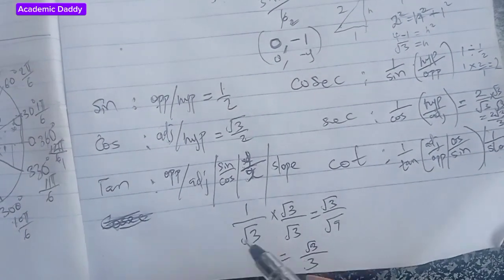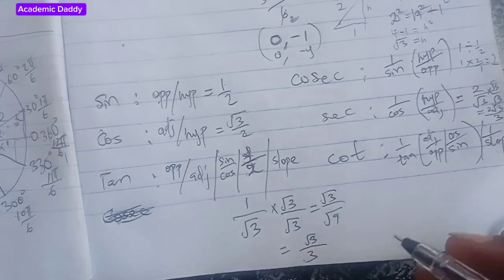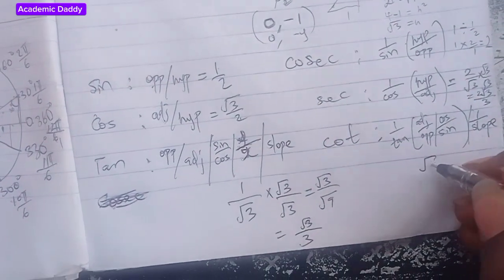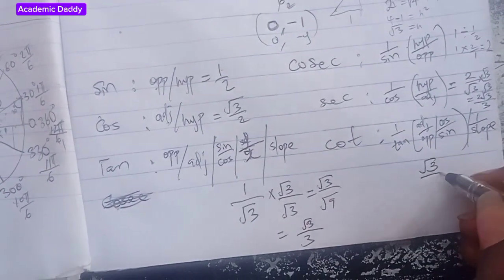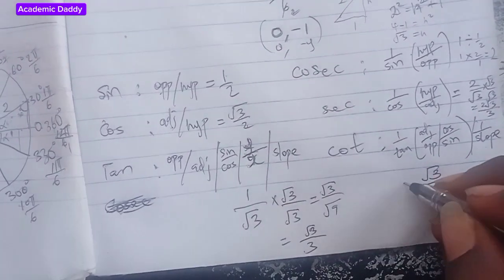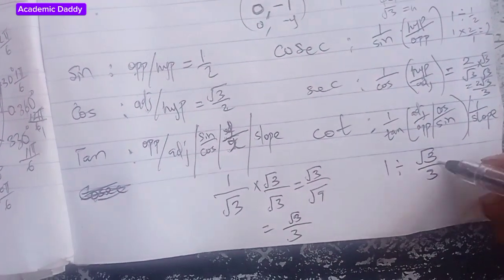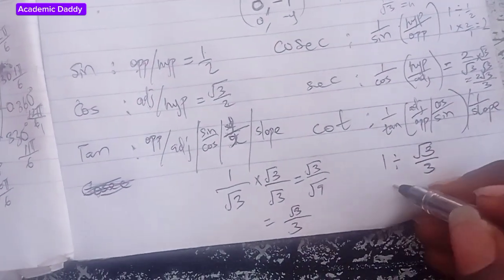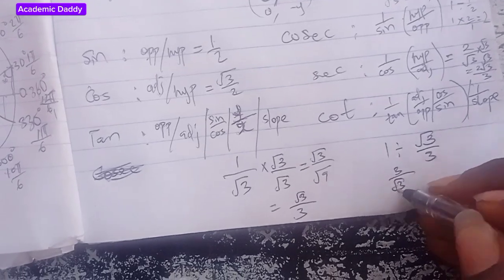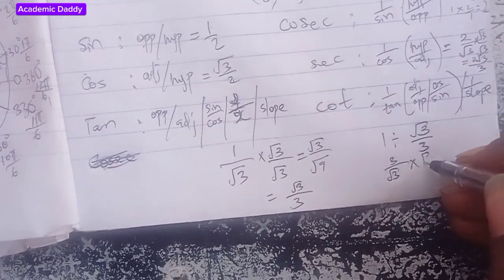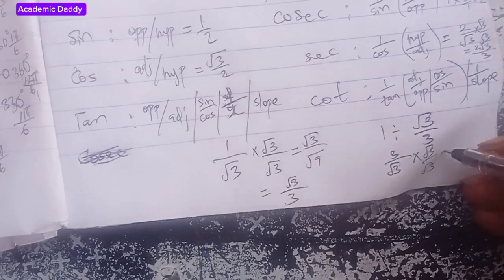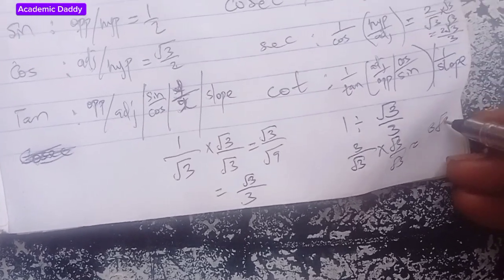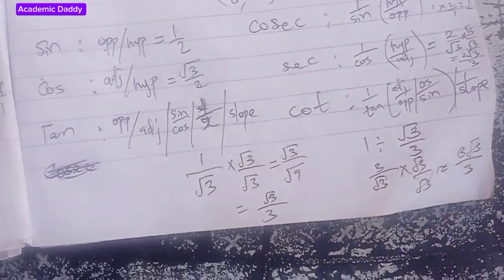Then cot, which here is root 3 over 3. So this is going to be root 3 over 3 divided by 1, which is the same thing as saying 3 over root 3. And root 3 cannot be under, so you do times root 3 over root 3, which is the same thing as saying 3 root 3 all over 3.